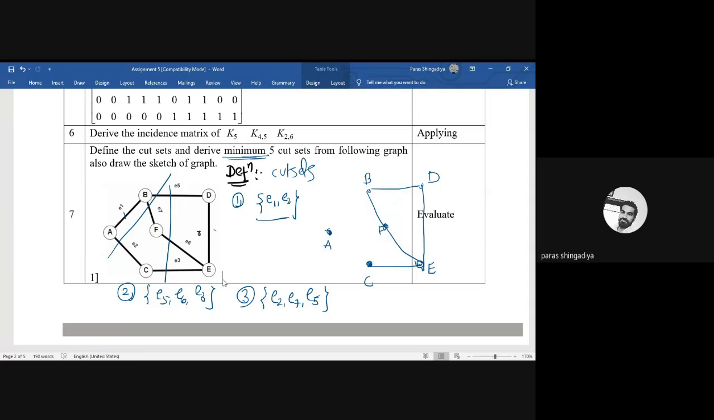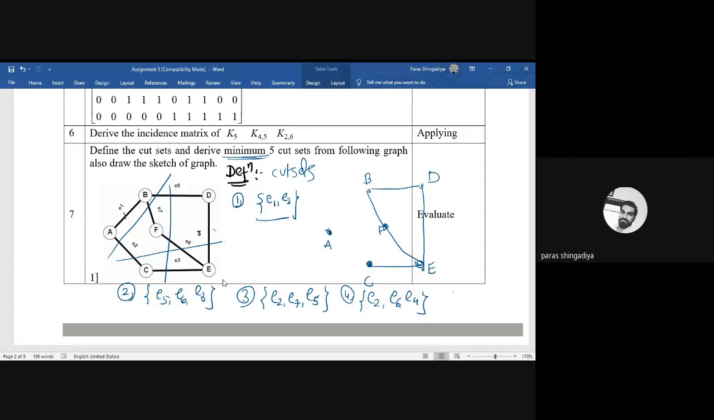Then after that we can take these 3 edges as a fourth cut set. That is E2, E6, and E4. Okay, delete E2, E6, E4. Then C and E will be disconnected with all the remaining parts. So these are the 4.